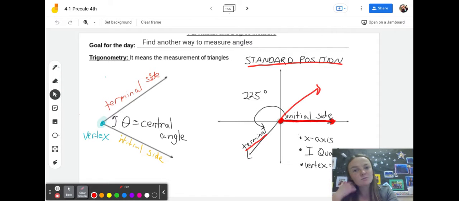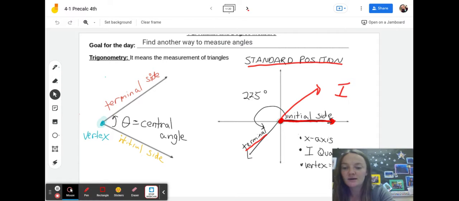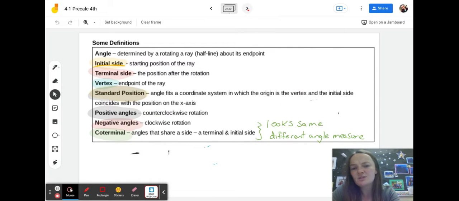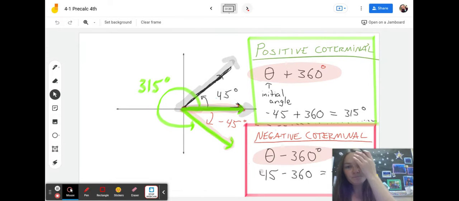So I'm going to be testing on standard position. It's pretty easy. Just make sure your origin and your vertex are on the same place. Make sure your initial side is on the x-axis in the first quadrant, and you should be good to go. All right, so let's keep on going. Okay, these are just some definitions. You can kind of look at them on your own, but we're going to go through these as we work.